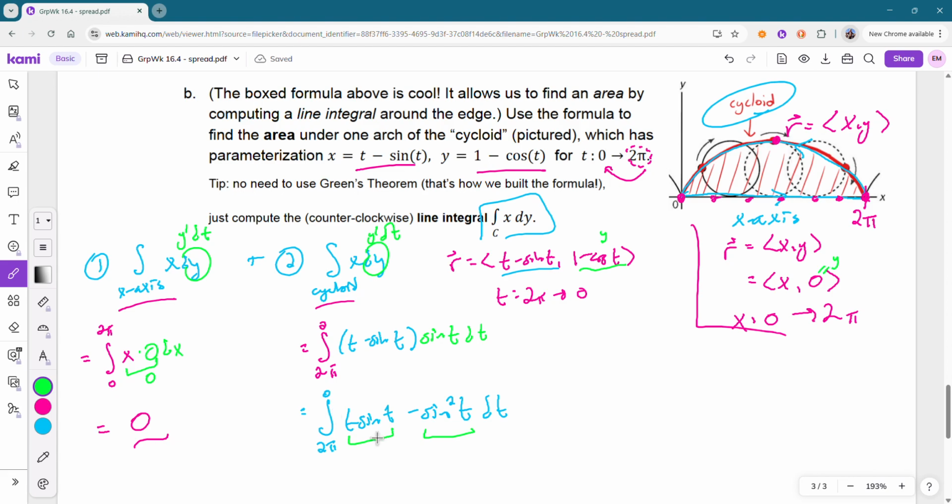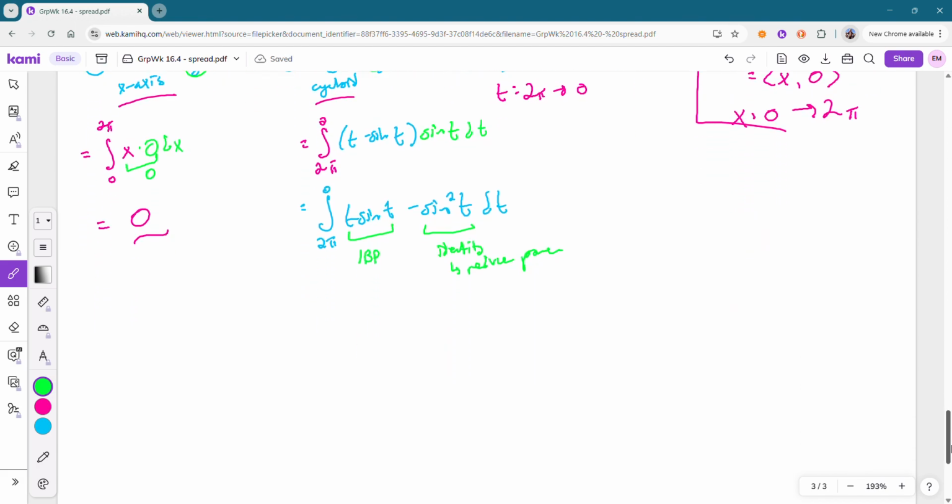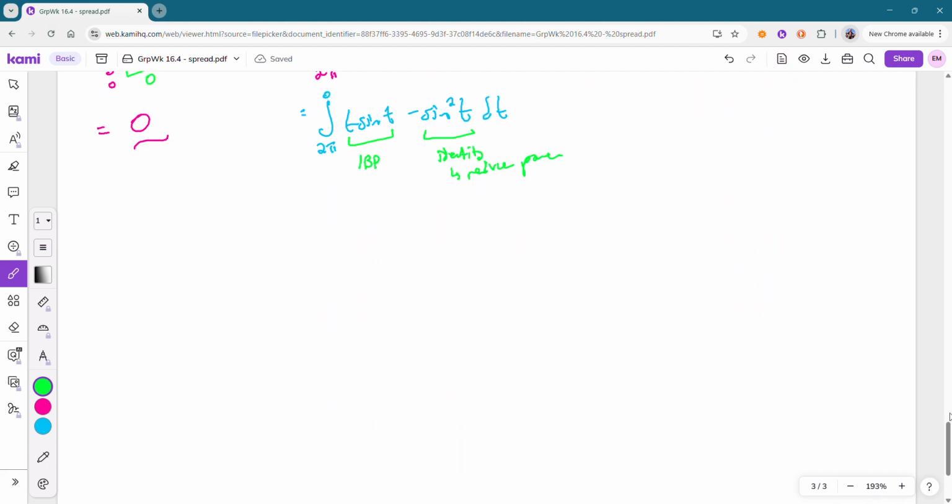This first one, t sine t, is a classic integration by parts computation, and for sine squared, we want to use an identity to reduce the power. So we're going to treat each one of these individually. First one, second one.